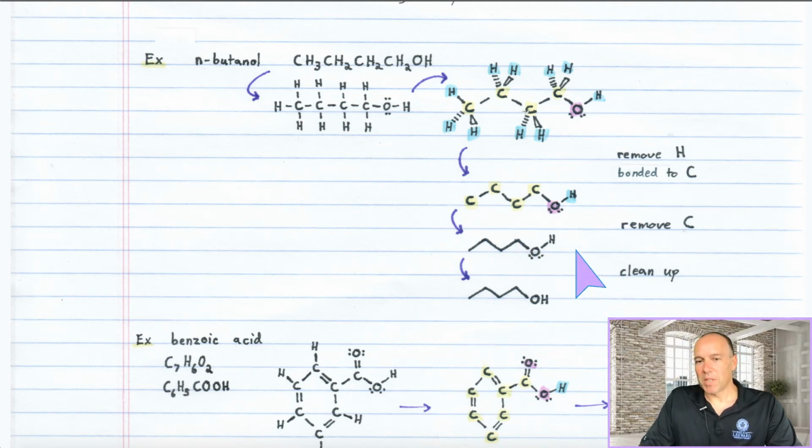The last step is to clean it up. Instead of having a line between O and H, we just simply write OH, and we get rid of the lone pairs. So we just clean it up. And this is the skeletal structure for n-butanol. Now, if you have a skeletal structure, you can always convert it back into a Lewis structure. And you do the exact opposite.